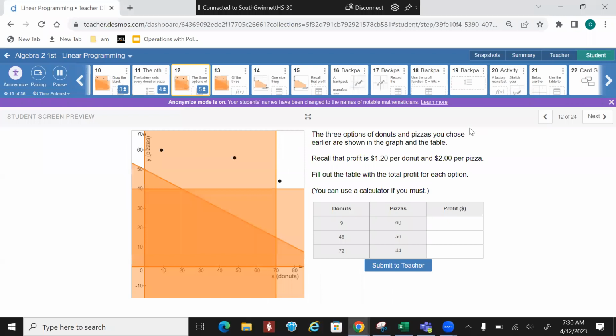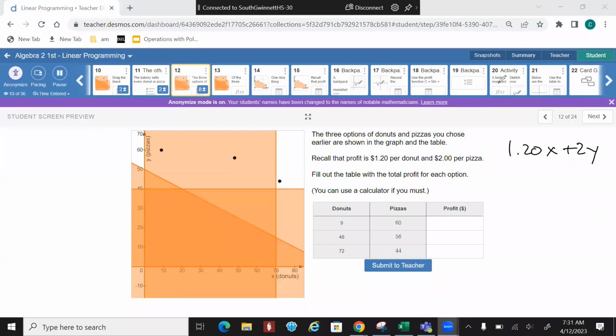All right, on the next one, it says the 3 options of donuts and pizzas you chose earlier are shown in the graph below. Okay, recall that the profit is $1.20 per donut and $2 per pizza. Fill out the table with the total profit for each option. Okay, so they give us 9 donuts, 60 pizzas. And you just told me that the equation for this is 1.20X plus $2Y.